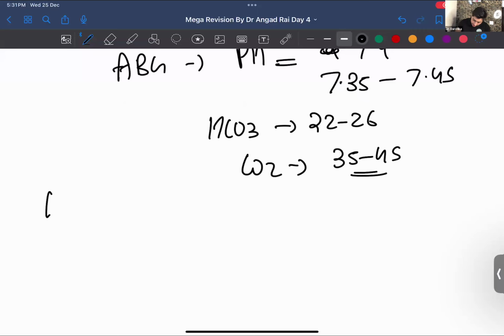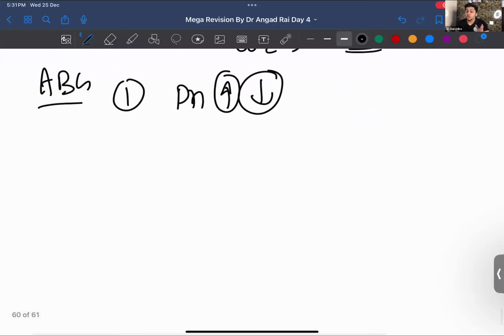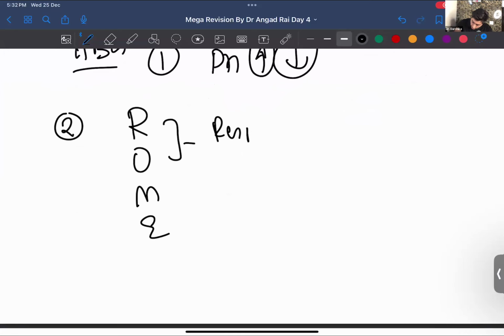To calculate ABG, step 1 is to know whether pH is more or less. If pH is less, your answer is acidotic. If pH is more, your answer is alkalotic. Second step is to know whether it is respiratory or metabolic. To check that, we have our technique known as ROME, which means respiratory opposite.